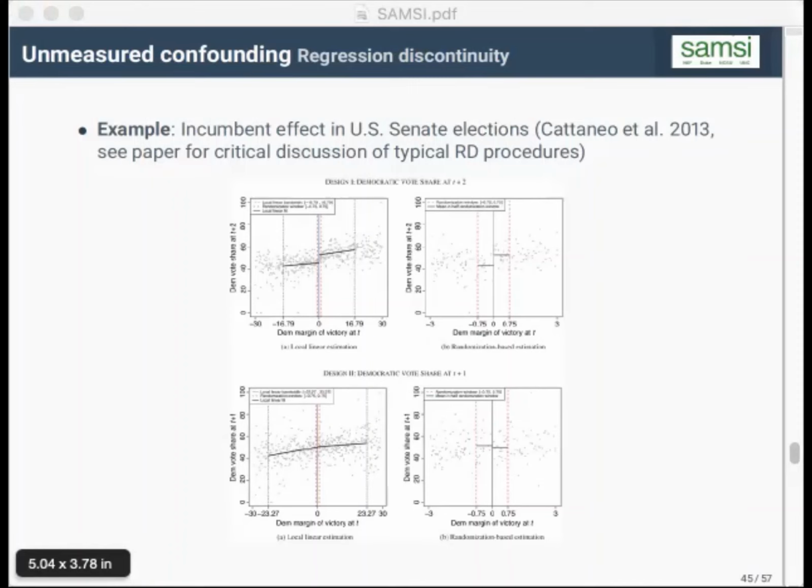But this analysis showed that candidates who fall just on the greater than 0 margin of victory side of that cutoff have a much higher probability of winning subsequent elections than candidates who fall just on the margin of victory less than 0 side of that cutoff.